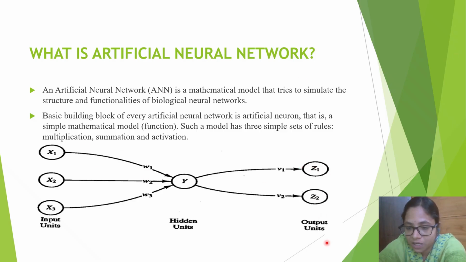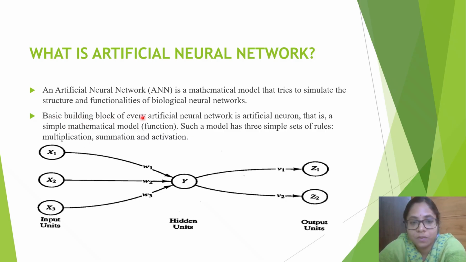And here the output units consist of Z1, Z2, dealing with weights V1 and V2. The number of hidden layers varies based on the application, using multi-layer perceptrons. The artificial neural network is a mathematical model that tries to simulate the structure and functionalities of biological neural networks. In the hidden units, each neuron has its own bias value. Finally, that bias value is added to the summation of the inputs.